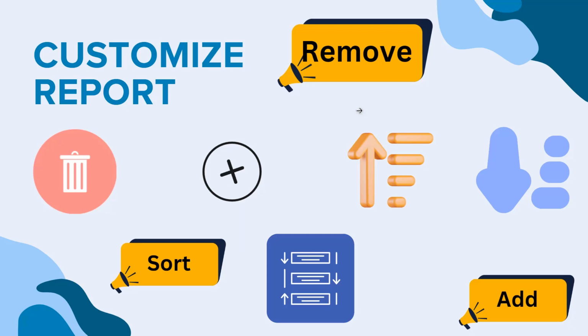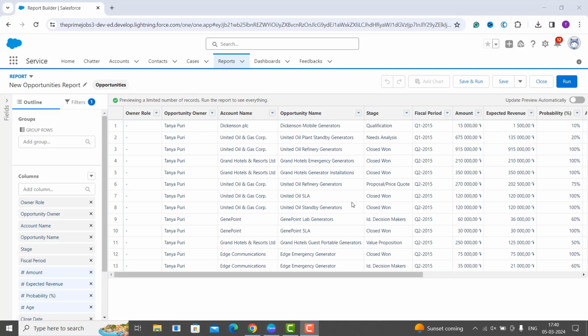So customizing a report allows you to add some columns to your report, delete some of the columns from your report, sort the fields that you have added, and also rearrange some of the fields in the report. So let's learn to do all such things in the report one by one.